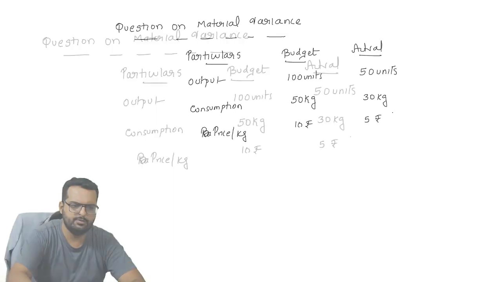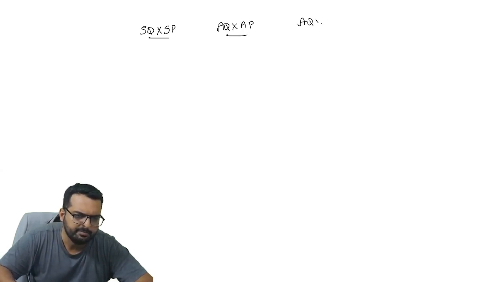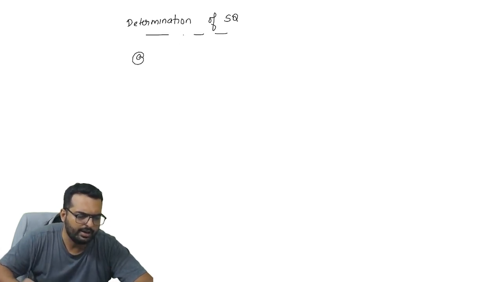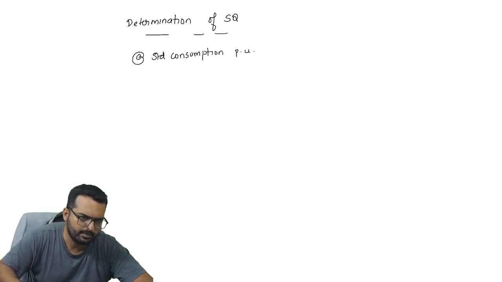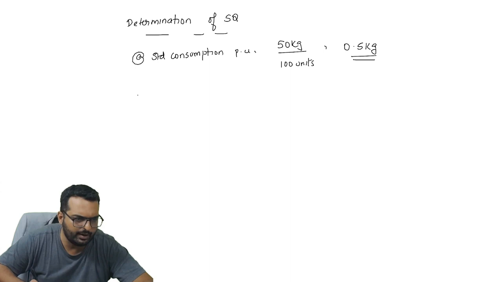Many of you have got the answer, friends. Shall we check it together? I'll draw the table now. SQ into SP, AQ into AP, AQ into SP. In this, friends, determination of SQ is the only challenging part which we need to look at. All right. Everyone tell me from this, how much is the standard consumption per unit? That will be 50 kg divided by 100 units. Do I get the answer as 0.5 kg?